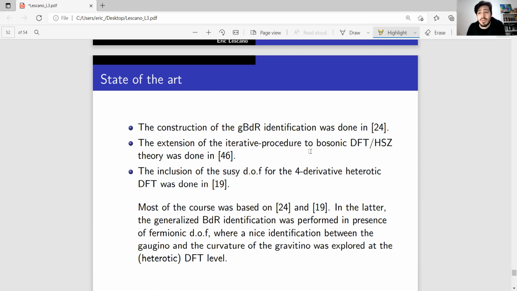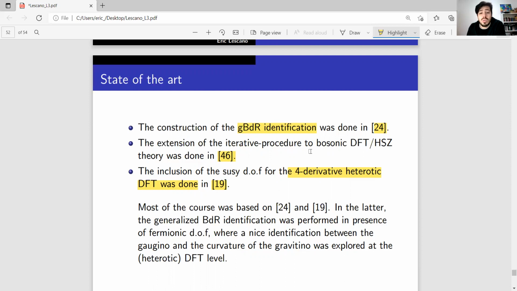this identification was done in this paper in 24. These references are related to my lecture notes. The extension of this procedure to bosonic double field theory or HSZ theory was done in this other paper by Marques and Baron. And the inclusion of the SUSY degrees of freedom, considering four derivative heterotic double field theory, the full story for the massless fields of the heterotic string theory, was done very recently in this paper.